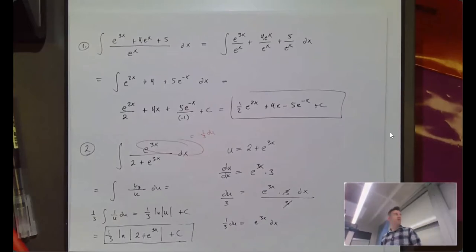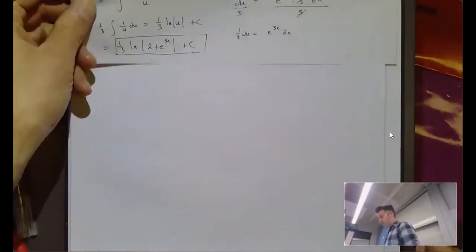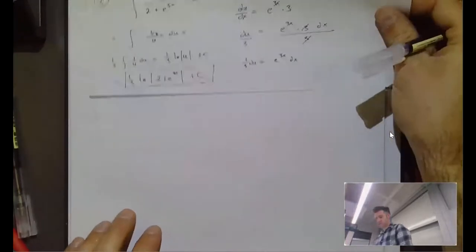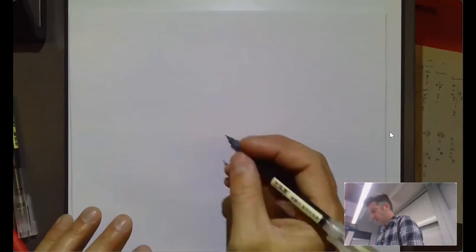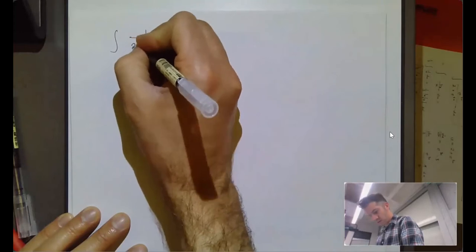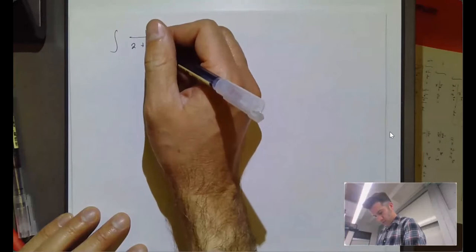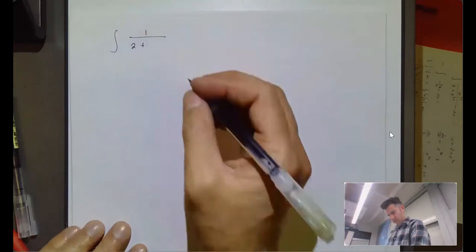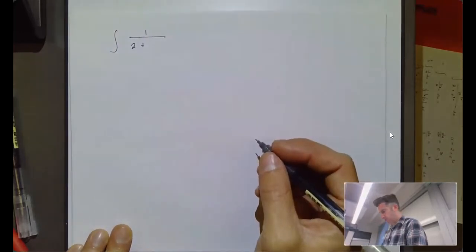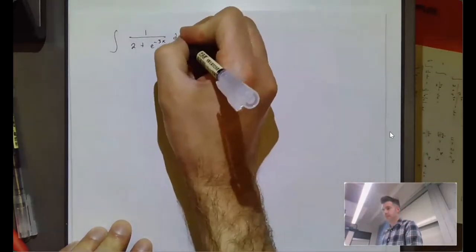So let's contrast this with a slightly different problem that you might have seen a similar version of. Let's say we want to do the integral of 1 over 2 plus e to the negative 3x dx.